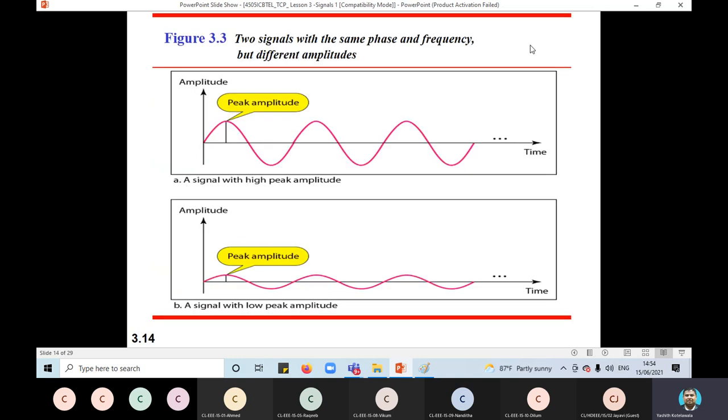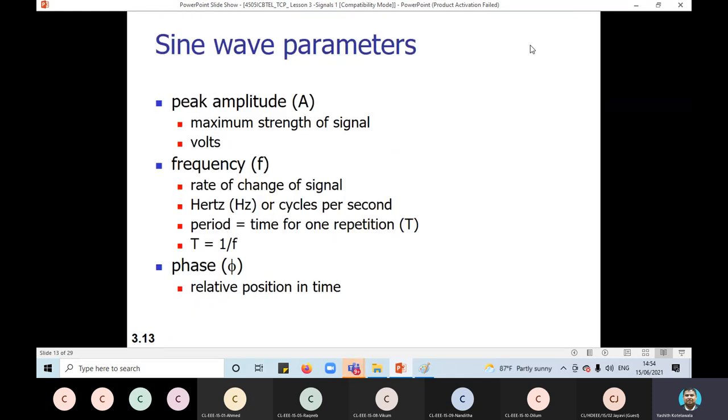So let's go further. Here it says the two signals have the same phase and frequency but different amplitudes. Since we saw the three main parameters, peak amplitude, frequency and phase, now we are going to keep the frequency value constant and the phase value constant, then see what happens when the peak amplitude changes.